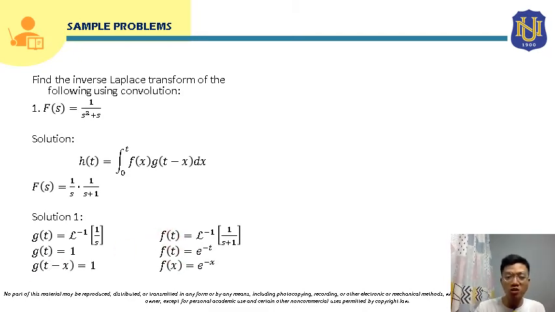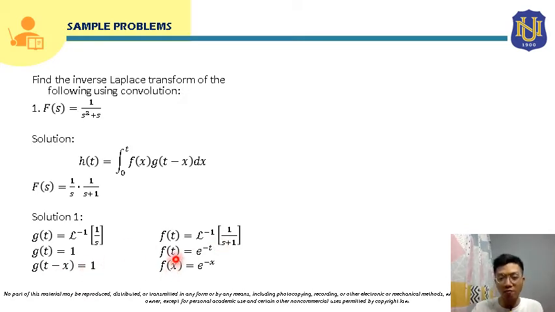Now, we are going to express g of t as g of t minus x. Meaning, if this is variable t, we will replace all the variables t with t minus x. But in this case, our function here is just a constant. So there is no variable t, so it will just remain 1. So the g of t minus x will just be 1.